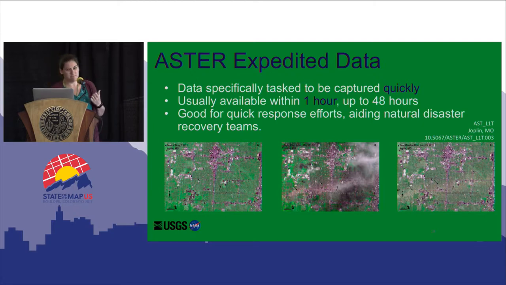And in this image of Joplin, Missouri, we can see the damage from an F5 tornado that was back in 2011. The left-hand image shows the area before the tornado. The center image was tasked as an expedited image to capture the area right away. And then the right-hand image captured the area again a little later. In the second and third image, we can view the tornado track to understand how big the tornado was, where it went, and most importantly, what areas were hit the hardest and need aid.